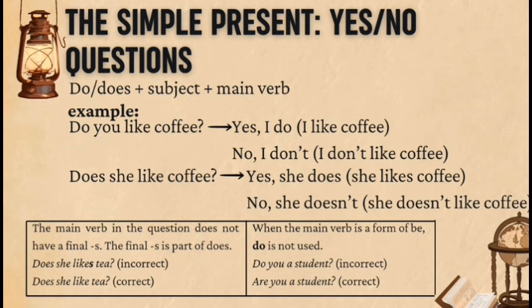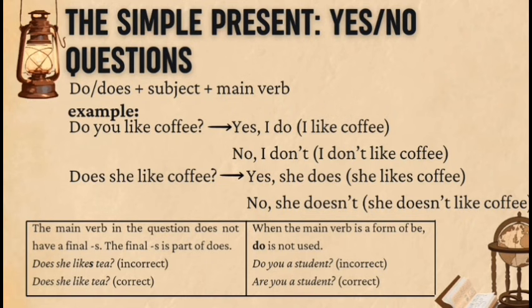The form of yes or no question in simple present is do or does plus subject plus main verb. For example, do you like coffee? Yes, I do. I like coffee. Or no, I don't. I don't like coffee. Does she like coffee? Yes, she does. She likes coffee. Or no, she doesn't.